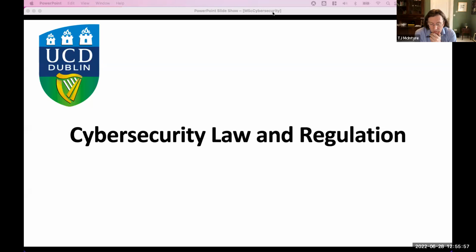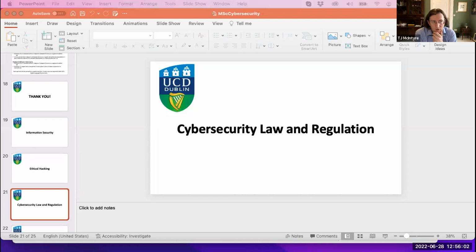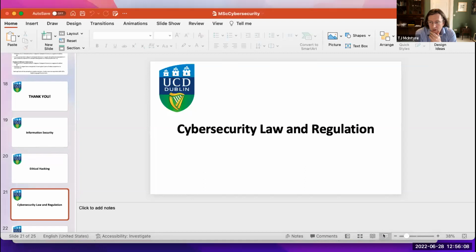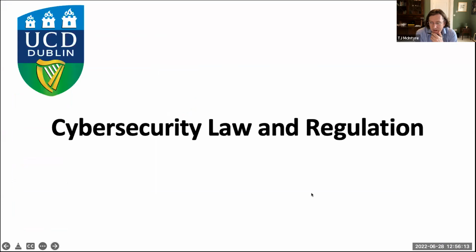So the topic that I'm going to cover is cybersecurity law and regulation. And this is going to be quite different in some ways from a lot of the other modules because the focus is going to be on the legal framework which surrounds your activities in this area. And the idea here is to give you an overview of a number of different things. First of all, what are the laws that actually govern cybersecurity? So what are the laws that specify the security obligations that companies have, for example?